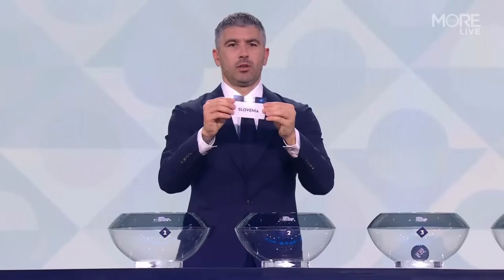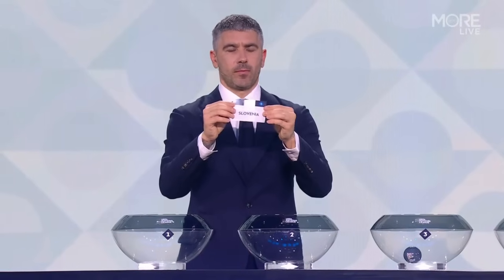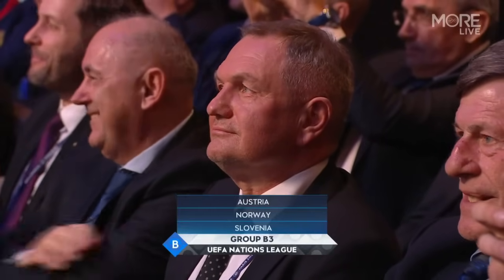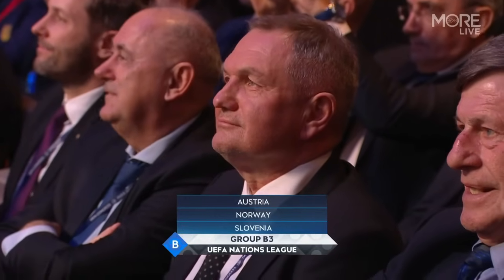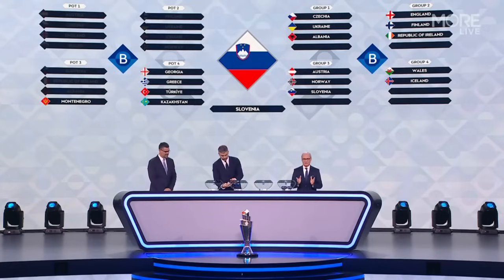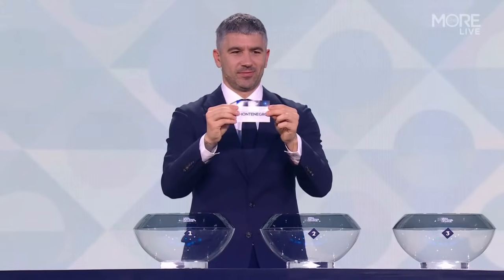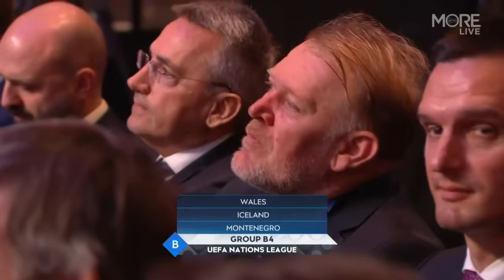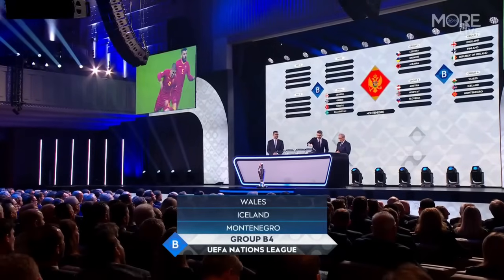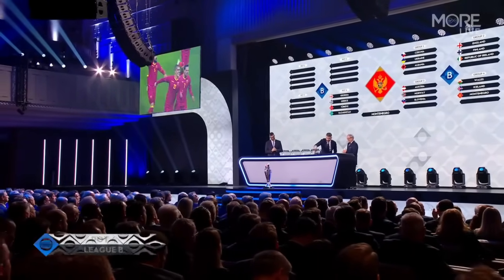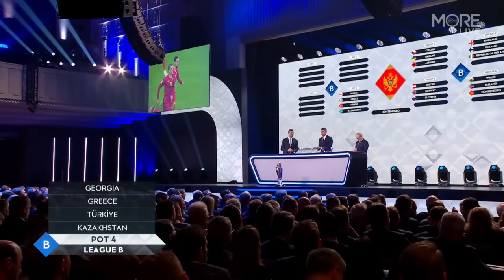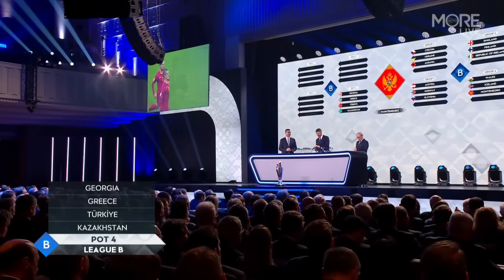Now we go Slovenia, with Slovenia joining Austria, their neighbors, and Norway in Group B3. Second successive time for Slovenia, which lost only 2 of their last 15 Nations League matches. Montenegro. And finally, Montenegro, together with Wales and Iceland, is the team of Group B4. We have only one pot to draw, Alexander. And of course, we go with the Group B1.